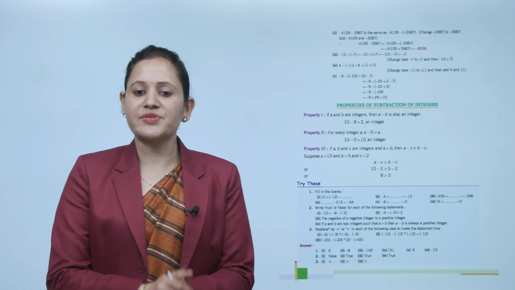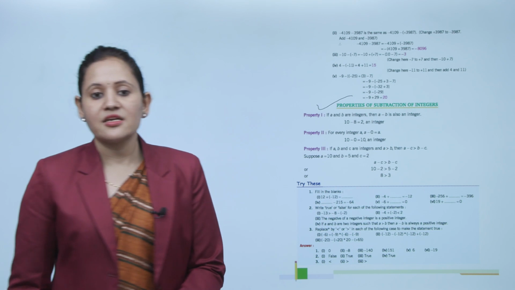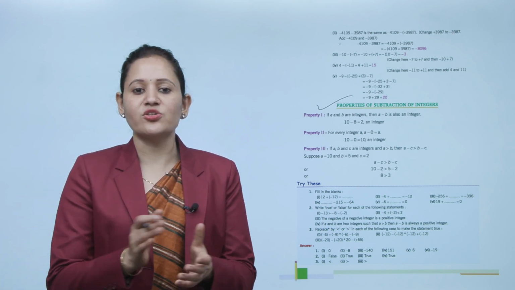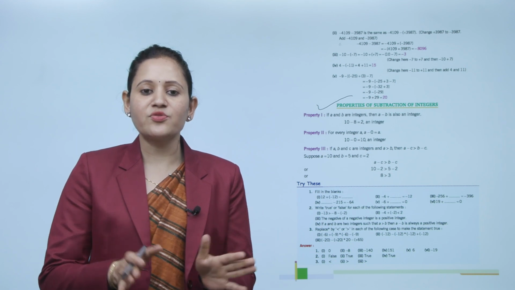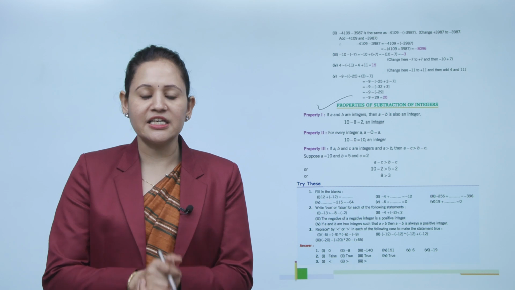Next is properties of subtraction of integers. Property 1. If a and b are integers, then a minus b is also an integer. Means the difference of two integers will be an integer. 10 minus 8, that is 2, that is an integer.